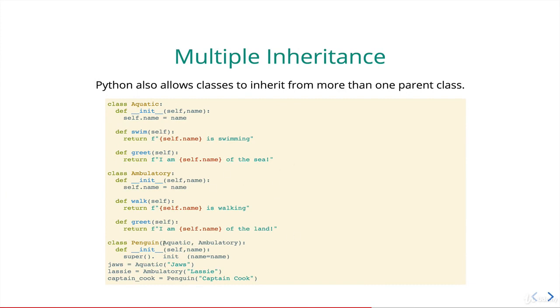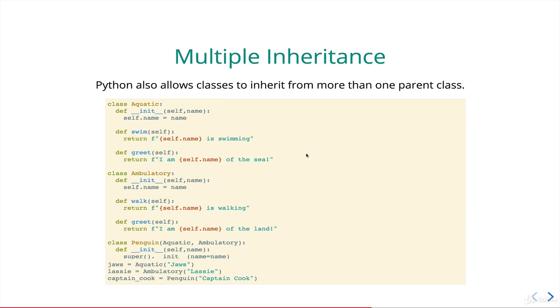So I said that, if we put aquatic first, then we get the aquatic greet. If we put ambulatory first, then we get the ambulatory greet. But it's not always that simple. You might have multiple classes, and then aquatic might inherit from two other classes, and they might also have greet, and ambulatory might inherit from another class that has greet, and the diagram might be crazy complex.